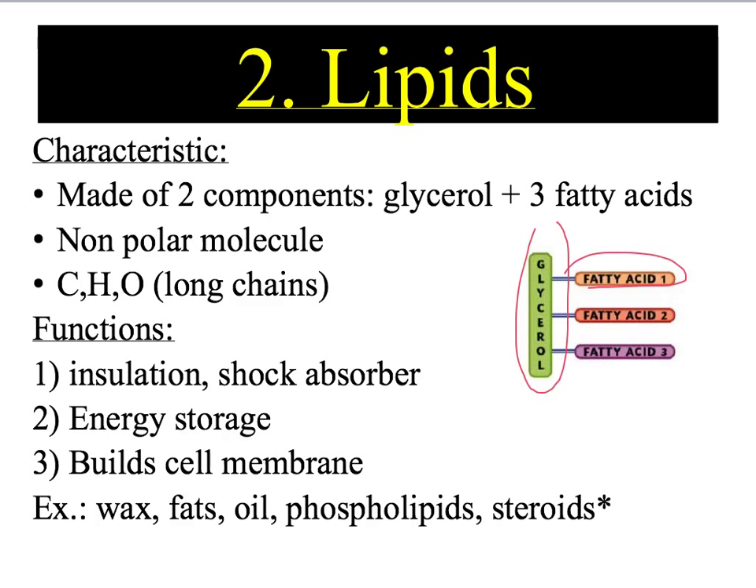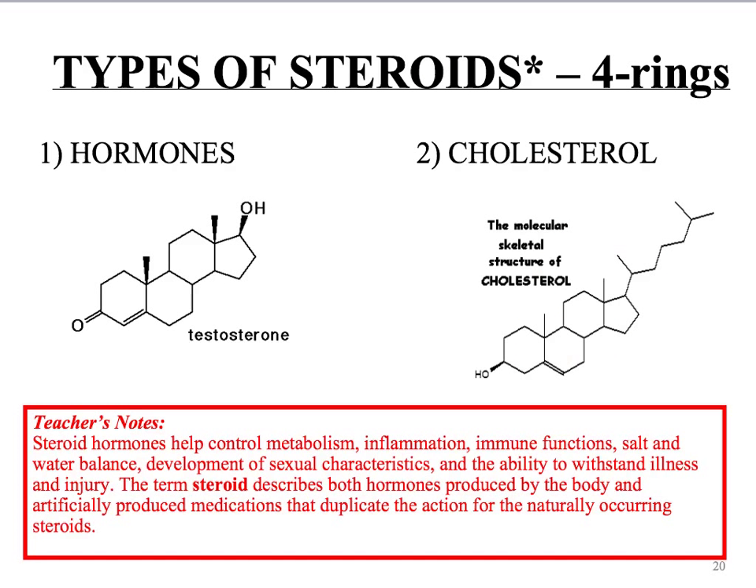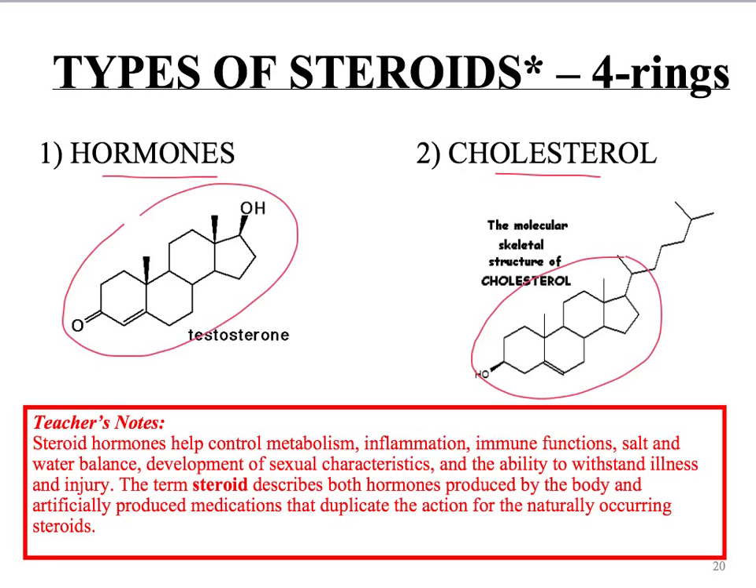Examples would be wax, fats, oil, phospholipids, which are found in cell membranes, and steroids. Now, examples of steroids include hormones and cholesterol. Steroids have a 4-ring structure. This is very different from the fatty acids and glycerol structure that we talked about earlier today.